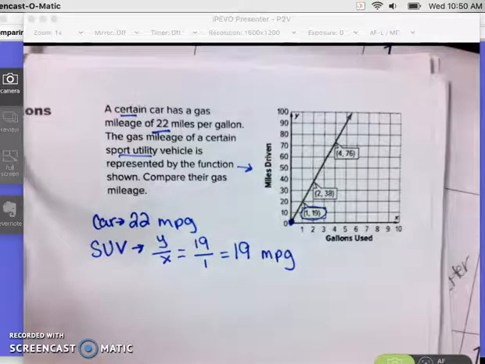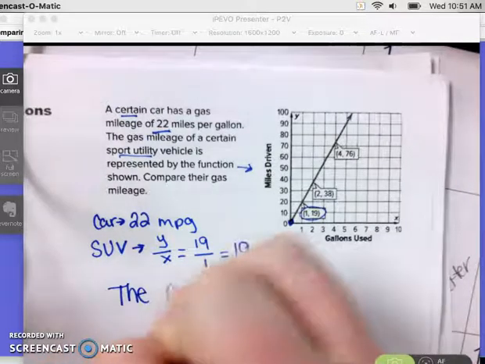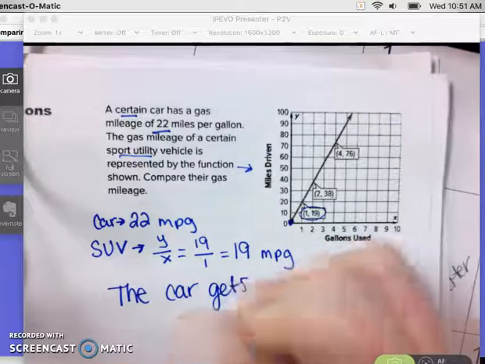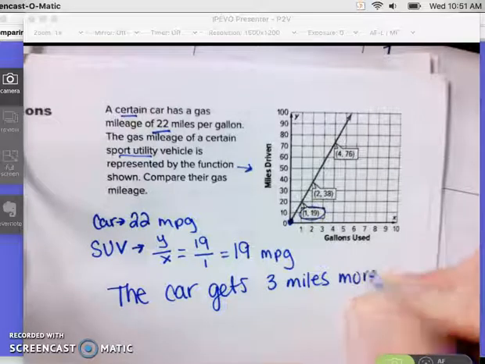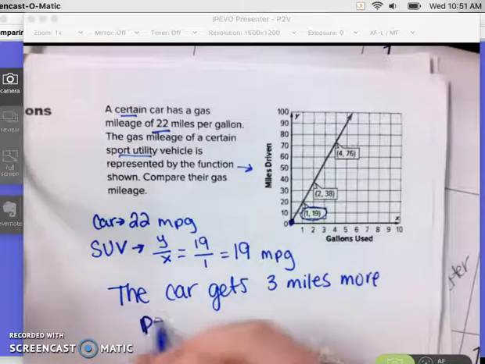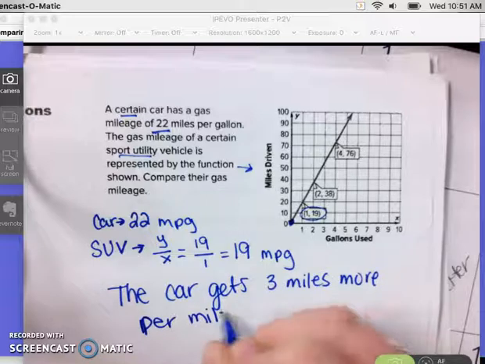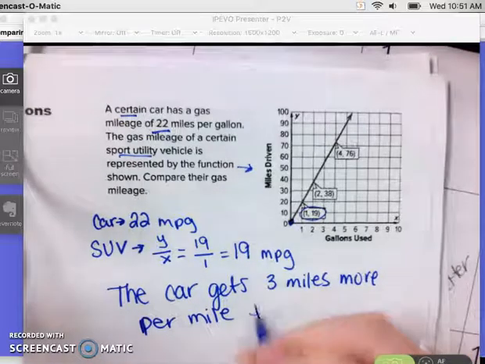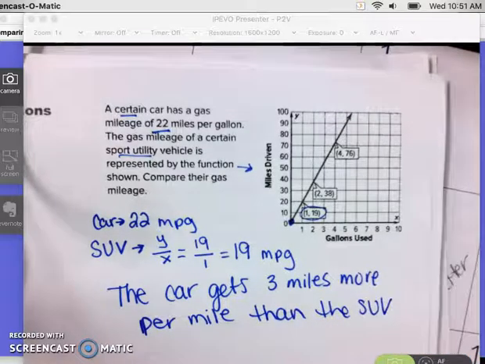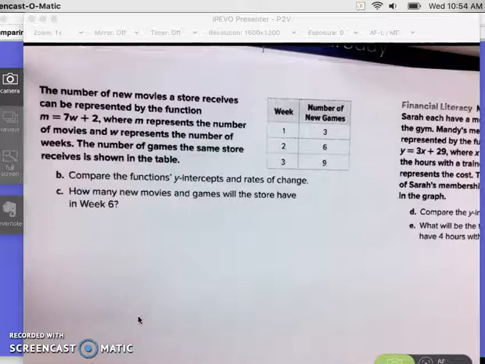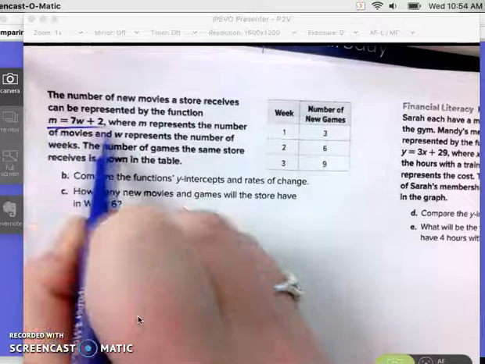So here you're just comparing the two. Which one gets a better gas mileage? Well, the car gets 3 miles more per gallon than the SUV.